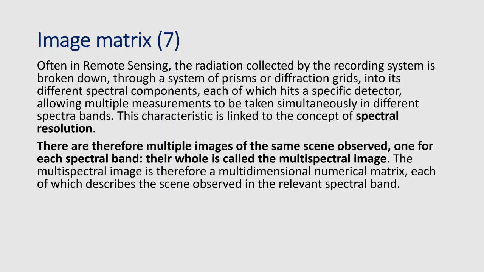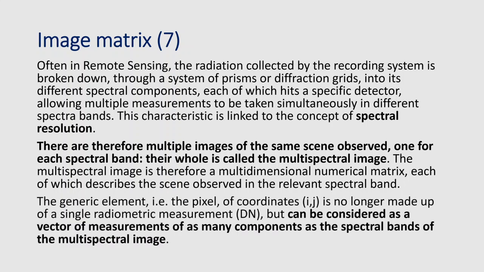The multispectral image is therefore a multidimensional numerical matrix, each layer of which describes the scene observed in the relevant spectral band. The generic element, for example the pixel of coordinates i, j, is no longer made up of a single radiometric measurement DN, but, and this is very important, it is written of course in bold, can be considered as a vector of measurements of as many components as the spectral bands of the multispectral image.